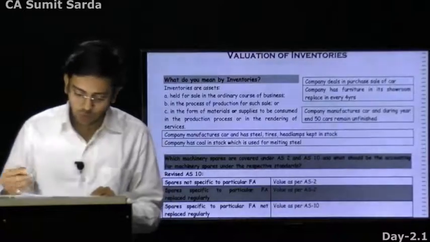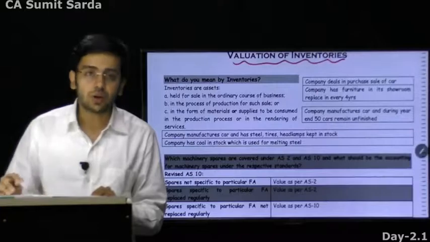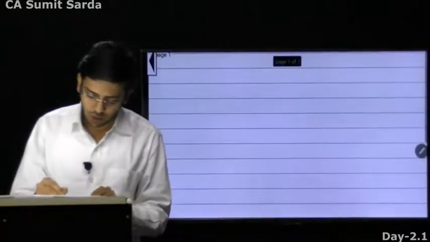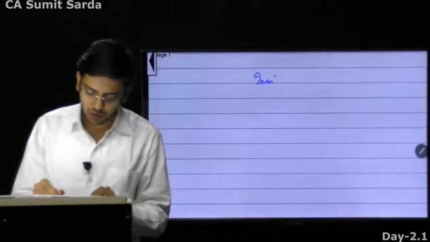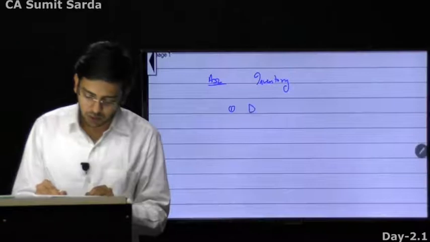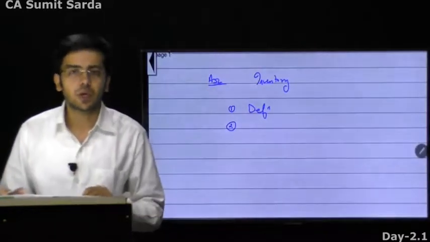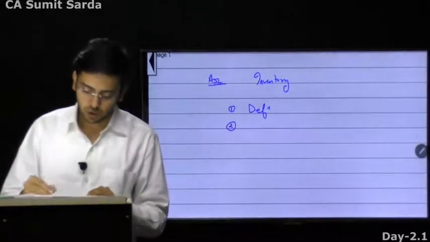Okay friends, so we'll start with the next standard. The standard is AS2, valuation of inventory. What all are we going to cover in this standard? The very first thing that will be covered is the definition, that we are going to see exactly what is covered, what do you mean by inventory, and what all will be covered under the AS2.